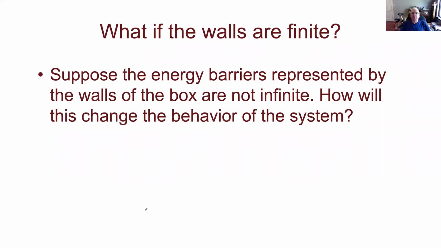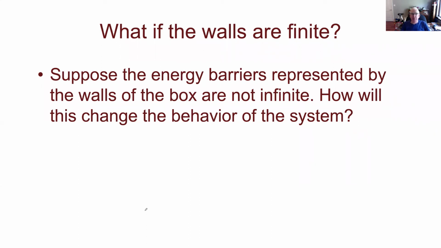If I think about a molecule, if an electron in my molecule gets enough energy, it can escape. I can ionize the molecule, right? I can ionize an atom. And so the barriers involved in real systems are not actually infinite. So we're going to take a quick look at how this would influence the system, okay? How it would influence what happens in our model for the particle in a box.